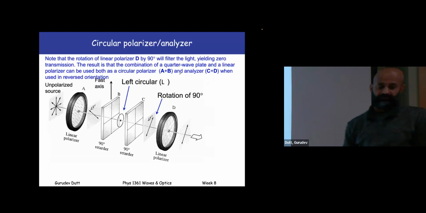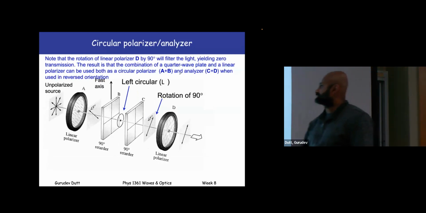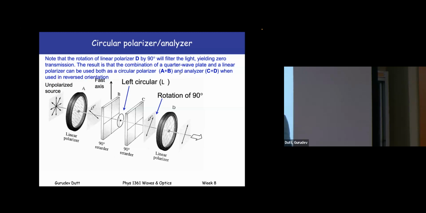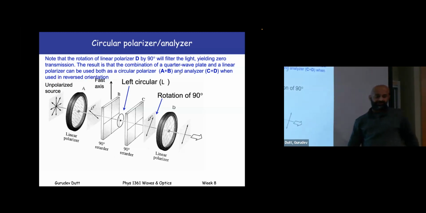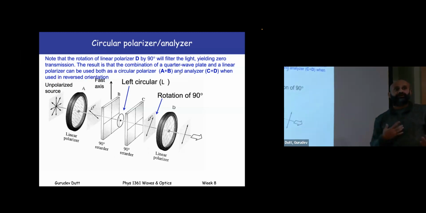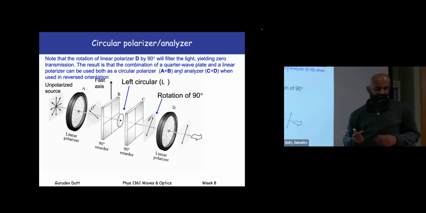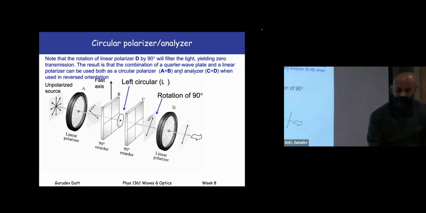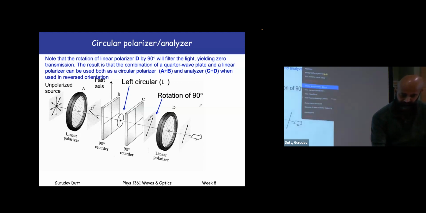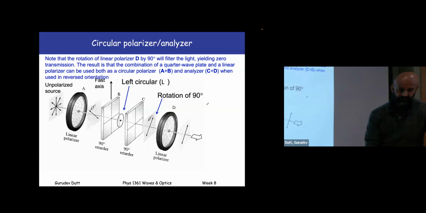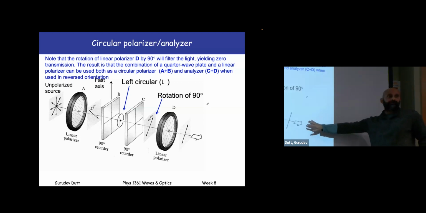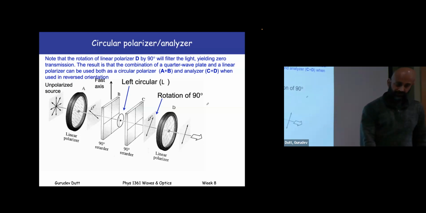So we can use A plus B essentially as a circular polarizer, and then we call the CD combination a circular analyzer, similar to how we did polarizer and analyzer combinations with just linear polarizers. So we can create circular polarizers. So this is an example of how to analyze not just linear polarizations, but also circular polarizations.